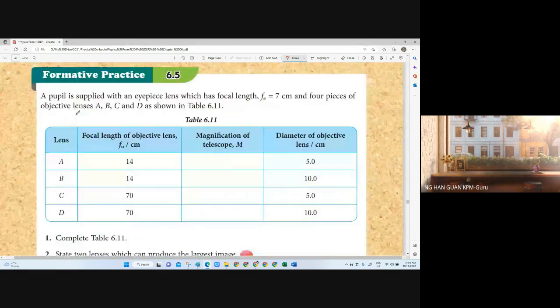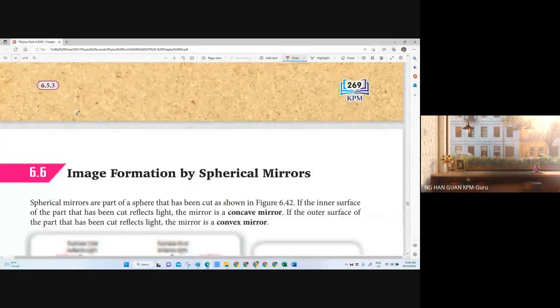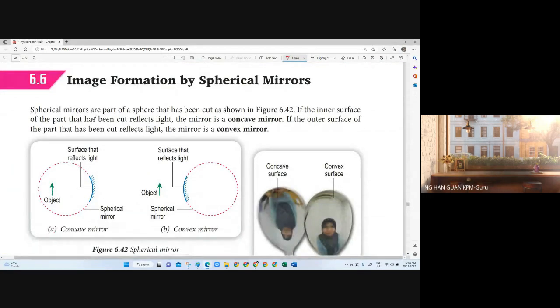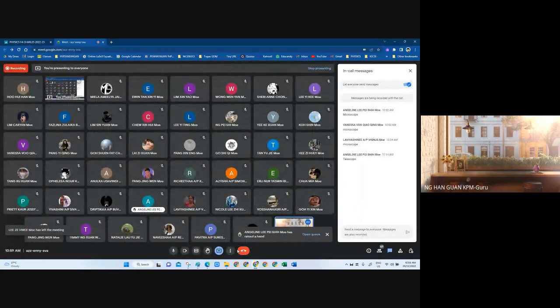So that's all for these optical instruments. So far, are there any questions? Is it okay to proceed to the last part? Please raise your hand.